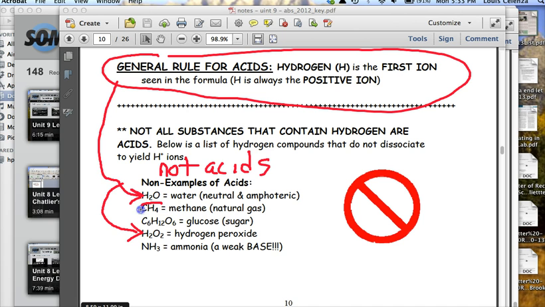Now, if you look at this and this, these are not acids either, and they don't even come close to the Arrhenius rule, for a couple of reasons. When you put methane or glucose in water, it never is going to produce an H plus ion, nor will the ammonia. So none of these five are acids, and even though water and hydrogen peroxide have H first, they are not acids either. And that is the Arrhenius theory of acids.